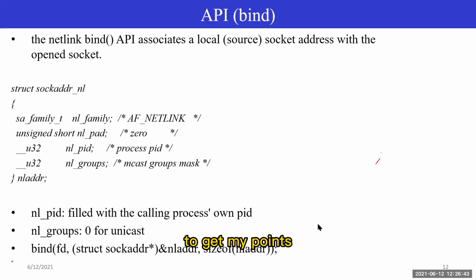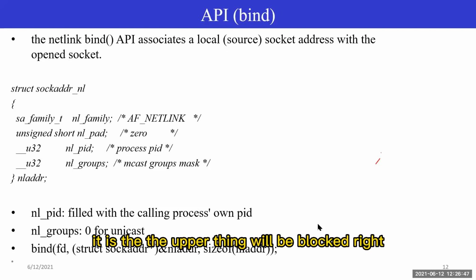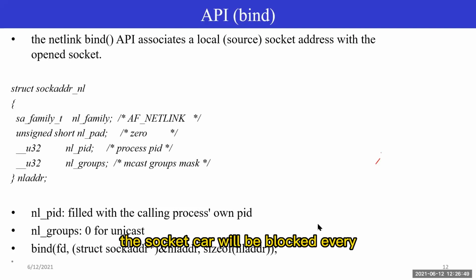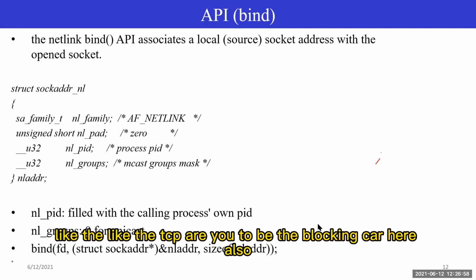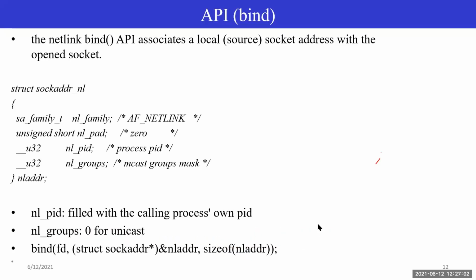You get my point? So basically, when it is full, the upper thing will be blocked, right? The socket call will be blocked, and the reliability will be assured, right? Yeah, definitely. So the send call, like TCP or UDP, is a blocking call. Here also the send call will be a blocking call.